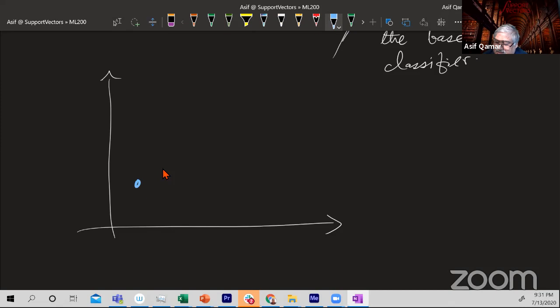I'll make a different picture here. 2, 3, 4, 5, 6. And now let me take some points. 1, 2, 3, 4, 5, 6, 7, 8, 9. And let me just bring in some errors. This, and while we are at it, something like this, and then blue points also. Let me throw in something here and a couple of things here.